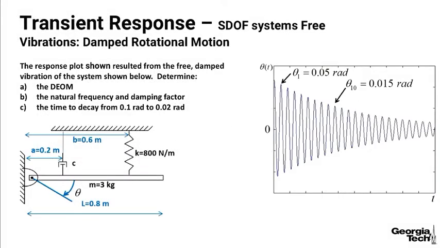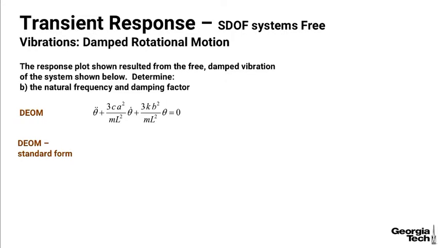So here's that suspension system we've modeled. We came up with the DEOM last time. There it is. We have a plot of the actual decay for the actual system that we're modeling. With that DEOM, I can put it in standard form. If you look back, we did this before. This was the standard form by making the coefficient of the acceleration term equal to 1, or unity.